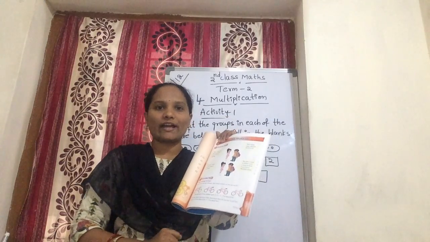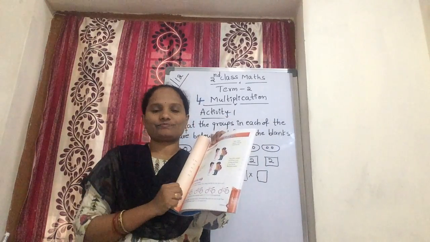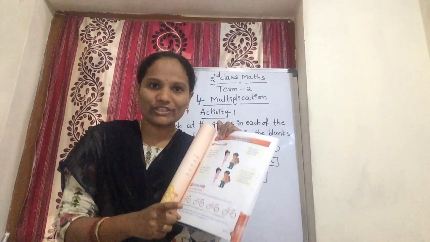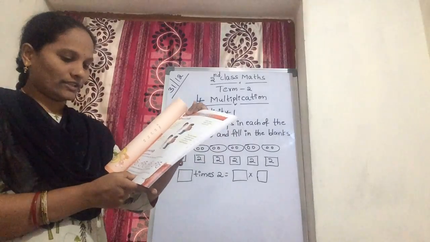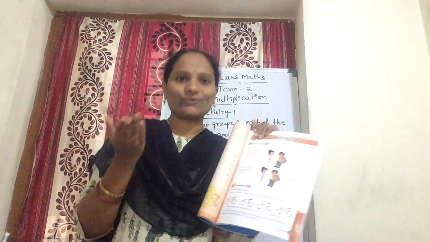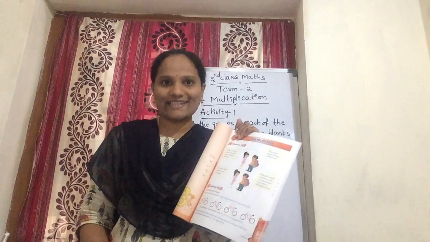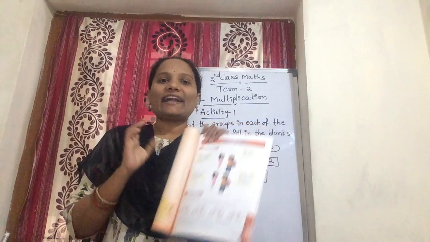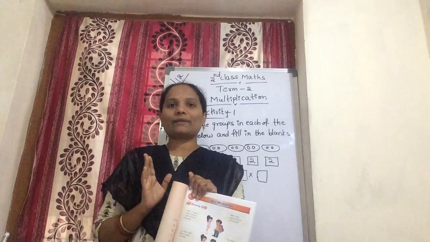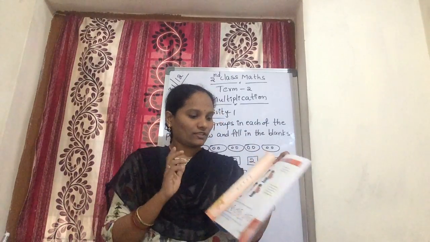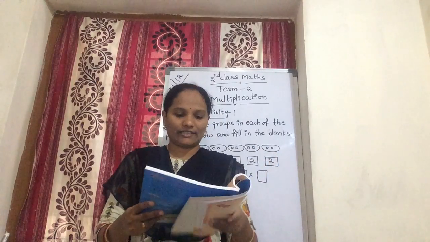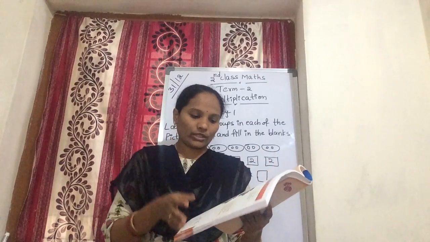How many times are you adding? 4 times. So, 2 into 4. 2 4s are 8. Like this. It's repeated addition. Multiplication means repeated addition. Say repeated addition. Keep that in your mind. Okay.